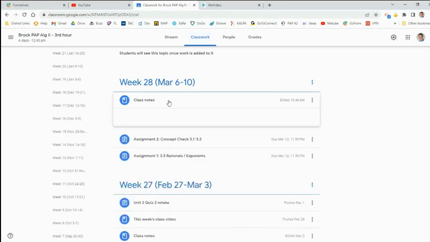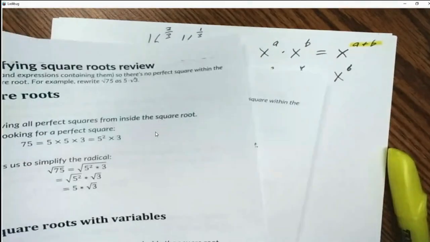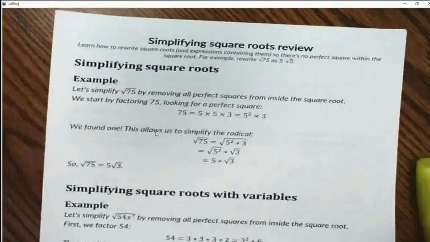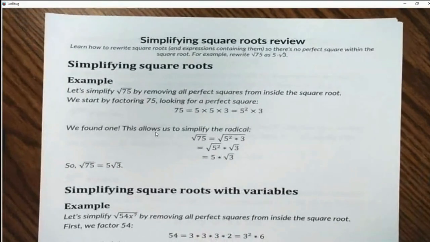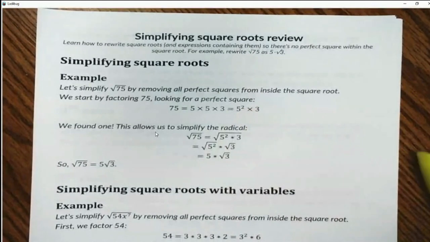Let's look at the notes. The notes are here. They are available for you to download as you like. And I'm going to put them up on my camera and show you the printed out version of those. All right, so this is our notes for the week. It's just a review over simplifying square roots because we struggle a little bit with that, some of us. And so I want to go over a few things.